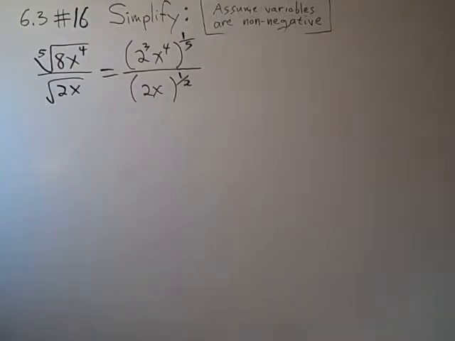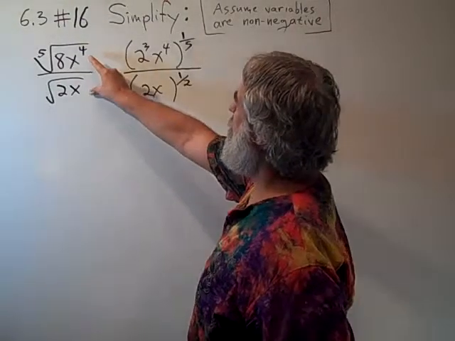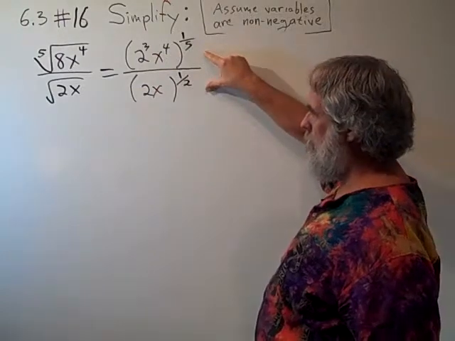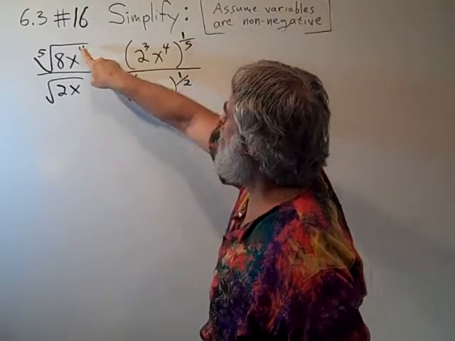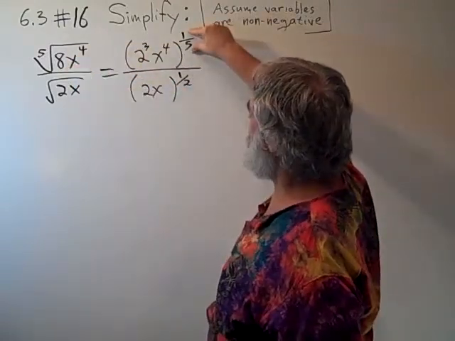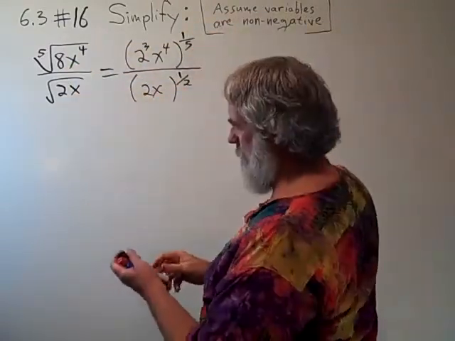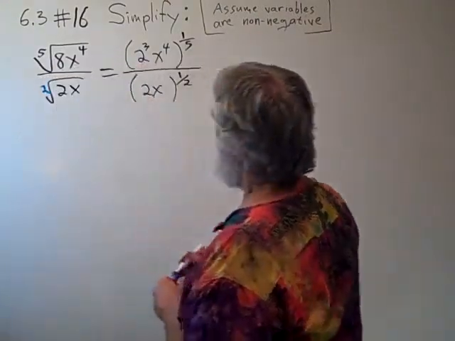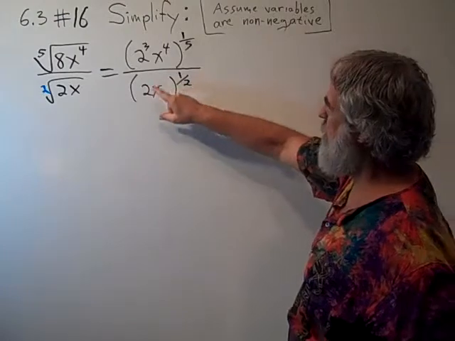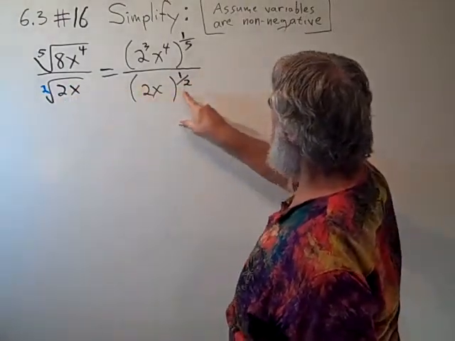Okay, in order to simplify this, let's first convert the radicals to fractional exponent notation. The fifth root is simply raising whatever the radicand is to the 1/5 power. And a square root, remember, always has a little 2 here, so it's raising the radicand to the 1/2 power.